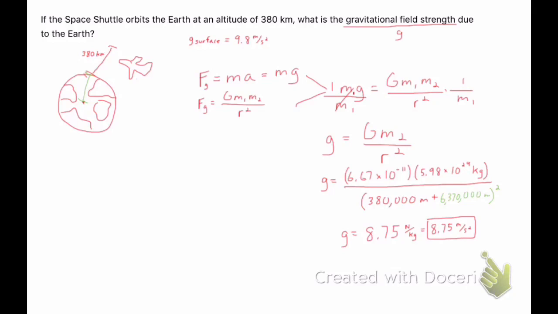Then you would do the computation, and you would find that the gravitational field strength is 8.75, which we could see is lower, about 11% lower than it would be on Earth's surface.